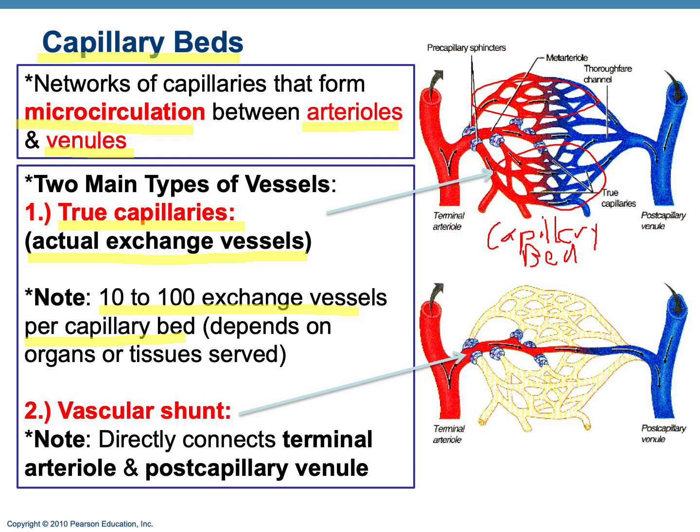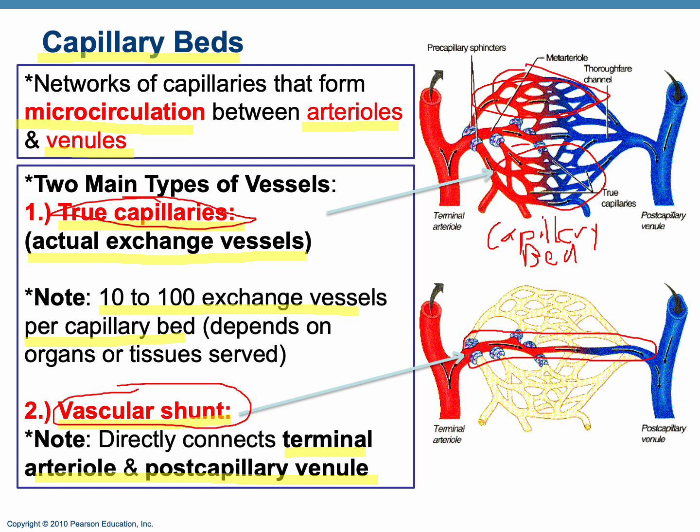And then the other structure that's a part of a capillary bed is the vascular shunt. This is the part of the capillary bed that directly connects the terminal arteriole and the postcapillary venule. We can see that here in the image. This portion of the capillary bed is the vascular shunt. Just like in the above image, I circled the true capillaries. Here we have the true capillaries.